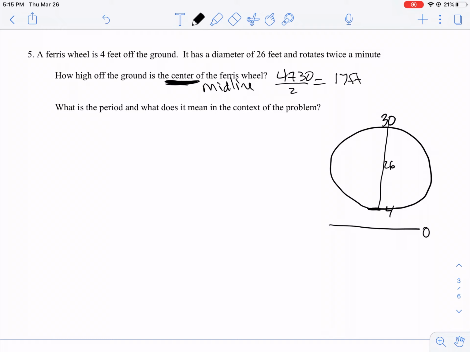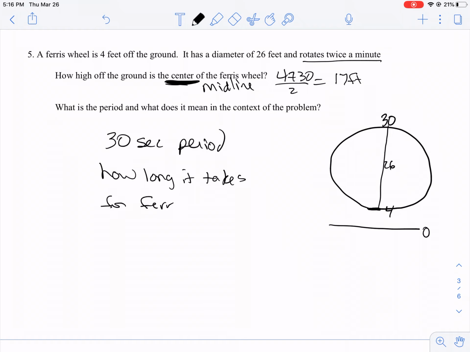What is the period and what does it mean in the context of the problem? So if this Ferris wheel rotates twice a minute, the period is how long it takes for one full cycle, which means a half a minute. So it would be 30 seconds is the period, and it's how long it takes for the Ferris wheel to make one revolution, or turn all the way around once.